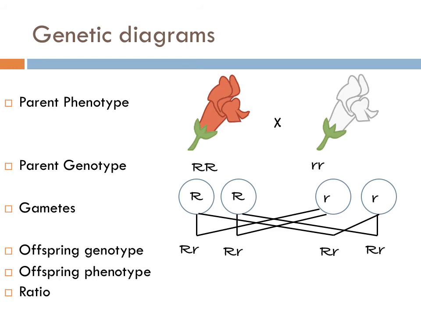And what will their phenotype be? Will they have red petals? Will they have white petals? Remember, the red is dominant, so it will win. It will tell the flower to make red petals. So we're going to have red, red, red, and red. All the offspring will be red in color.